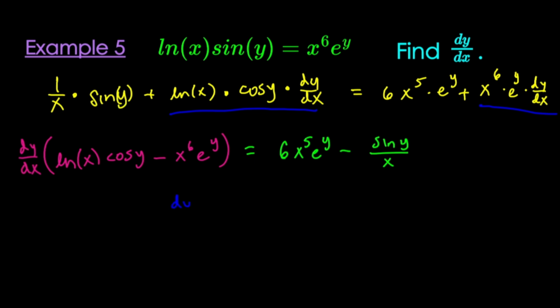And your final step is to solve for dy dx by dividing. So we'll have 6x to the 5th e to the y minus sine of y over x. The whole thing divided by natural log of x cosine of y minus x to the 6th e to the y.